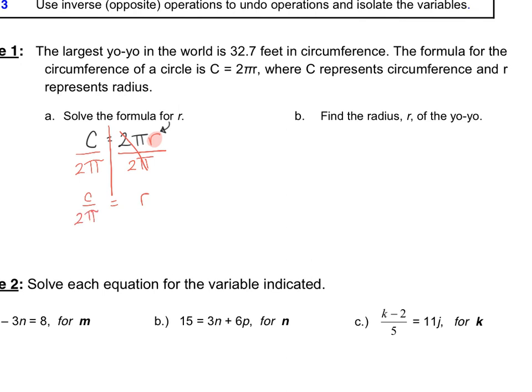This is actually the same thing as if we had like 10 equals 5r, and we were solving for r. Well, to get r by itself, we would divide by 5 because it's being multiplied. So it's really the same step.